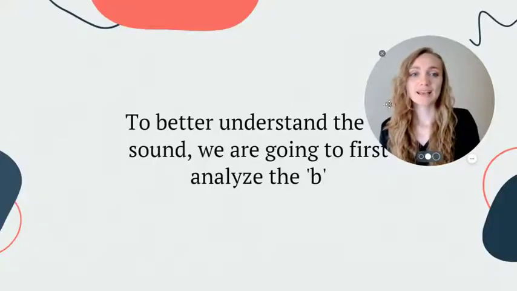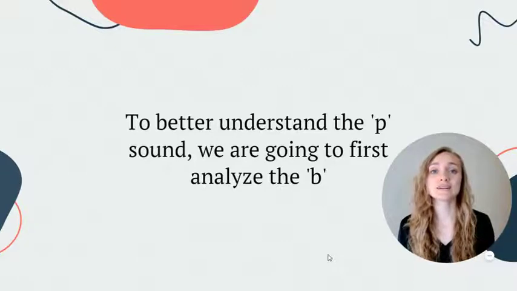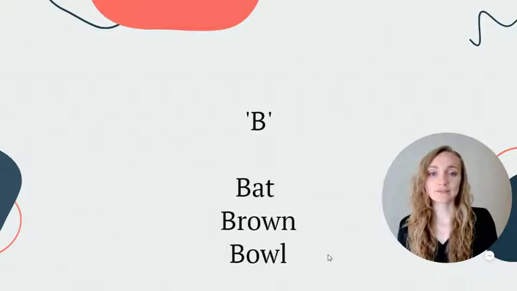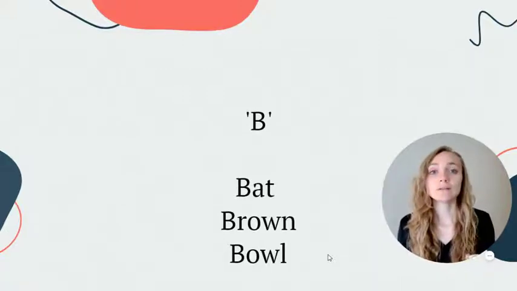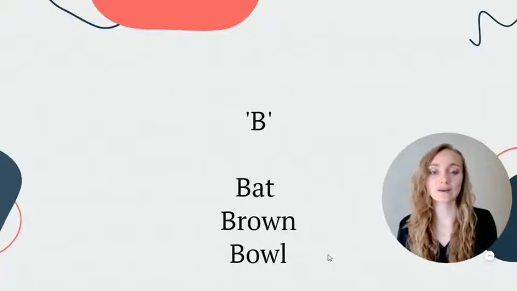Okay? So to better understand the P sound, we're going to analyze the B sound because the B is a sound that does exist in Arabic. So we're going to make these comparisons so that we can then move forward with more confidence with the P. So for the B sound, make this sound with me. B is the B in words like bat, brown, bull. Bat, brown, bull. Okay, so this is a B sound that we're more comfortable with.